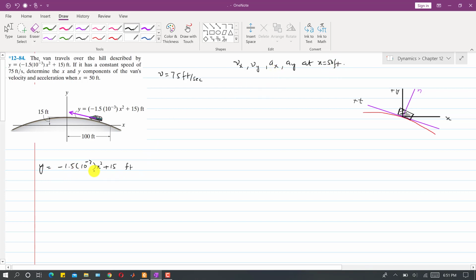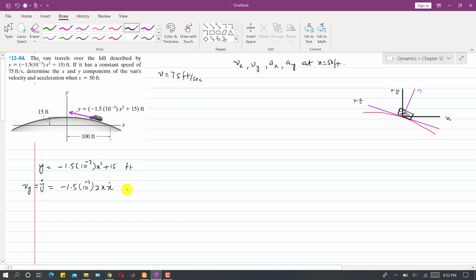So now this is y of x function. If you want to find the velocity, we take the derivative of y with respect to t. So this is dy by dt, which will become y dot, and y dot will be the velocity in y direction. And since y is a function of x and x is a function of time, we have to apply the chain rule. So this will be minus 1.5 into 10 raised to minus 3, and the derivative of this will be 2x, and then we have to take another derivative, so that will be x dot.